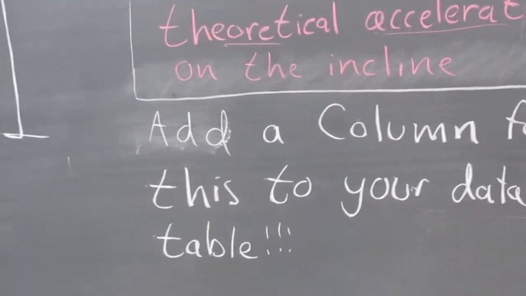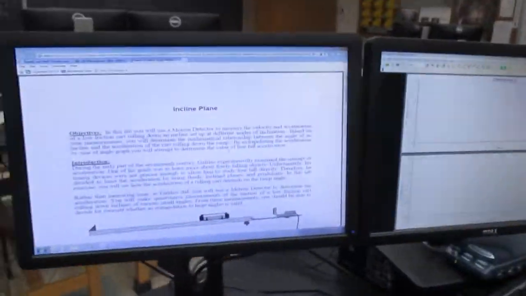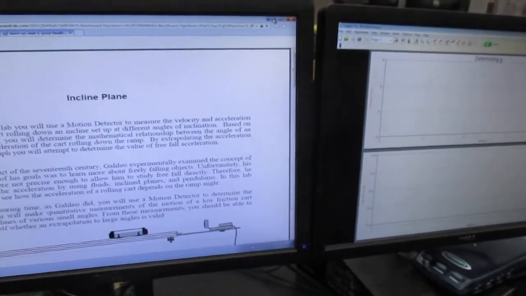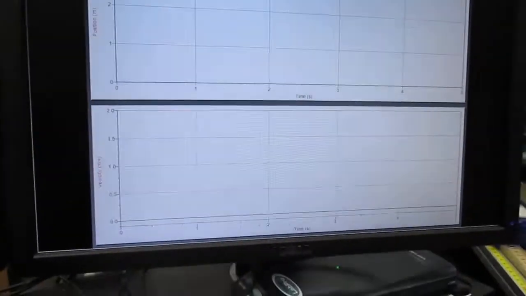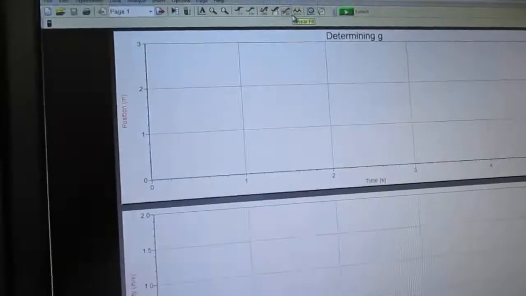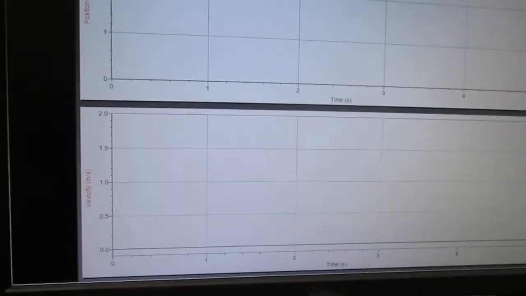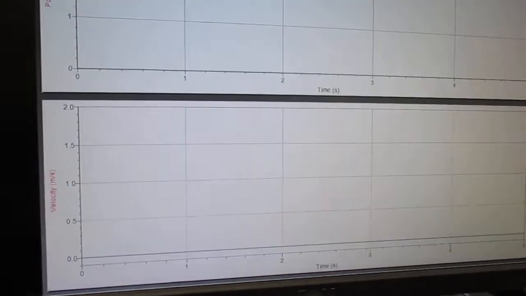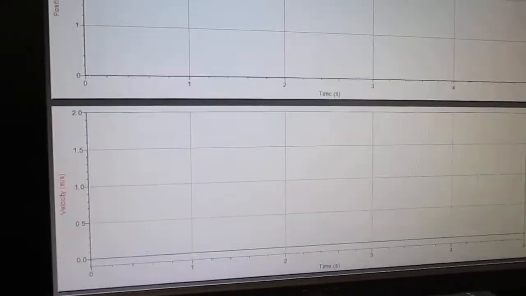Okay, so let's go to collecting the data. To collect the data, we're going to open Logger Pro. And we have our program here, connected to a motion detector, so we have a position time graph and a velocity time graph. Now we want acceleration, and we know acceleration is the slope of a velocity time graph. It's the rate of change of velocity over time.